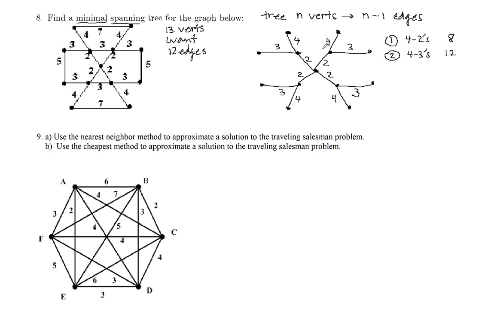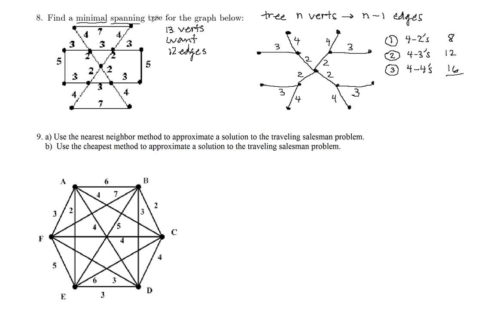And then we had 1, 2, 3, 4 fours. So step 3 was 4 fours. And 4 times 4 is 16, so that added a total of 16. So this is the minimal spanning tree. That's what I asked you to do here, find the minimal spanning tree.